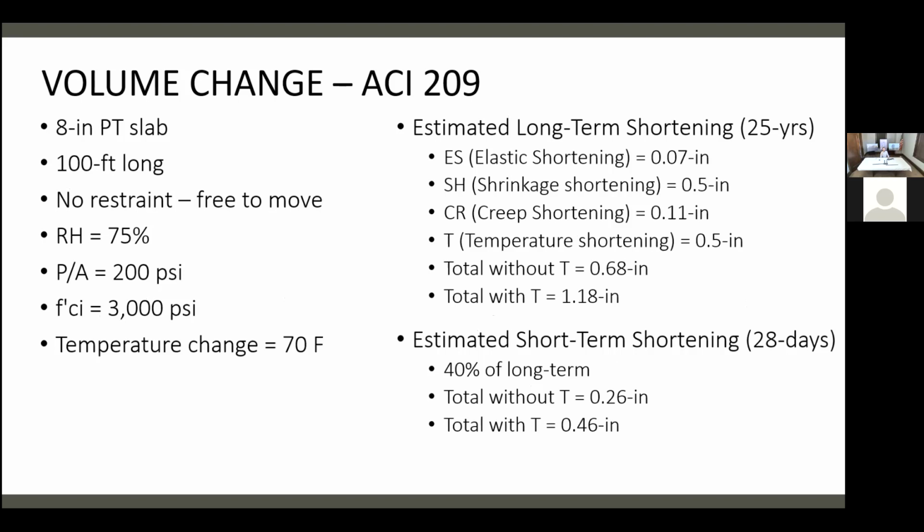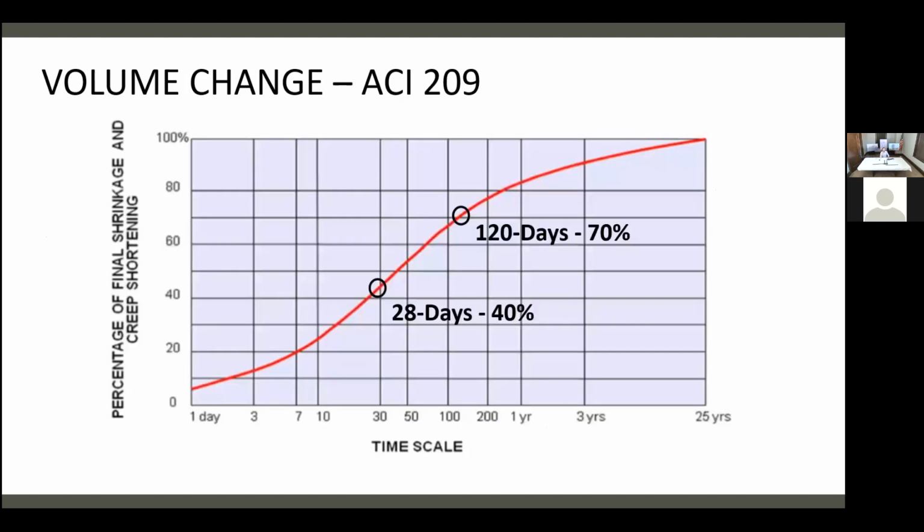So here we have a PT slab. And as you see, we are adding the additional shortening due to elastic shortening and the shrink shortening, the creep shortening. So that's all here, long-term and short-term. And this graph, I love showing it to engineers because not everybody understands where these numbers come from. But here you go: at 28 days, you have 40% of your volume change out. At 120, you have 70% out. So this is directly related to your slab performance.